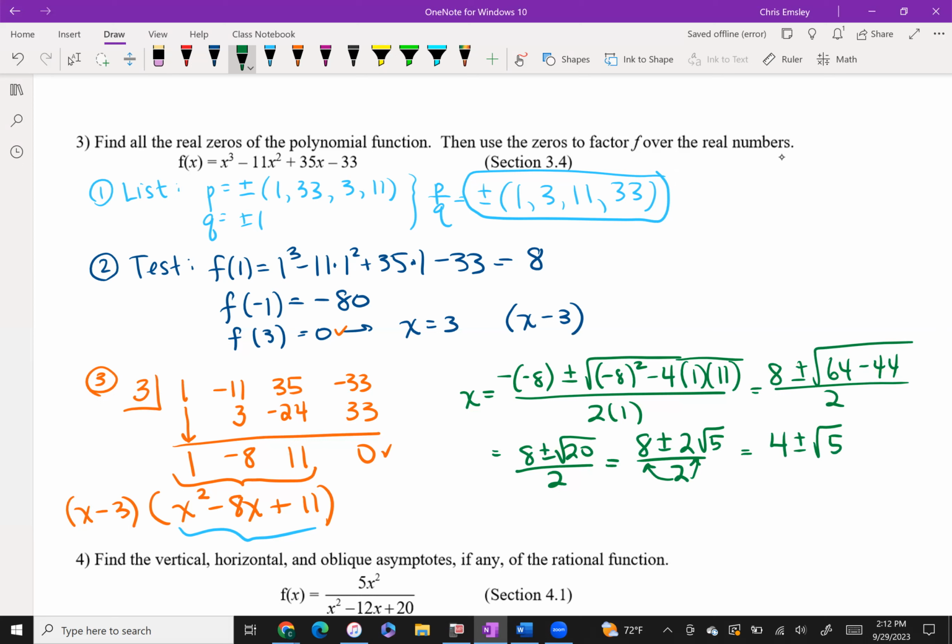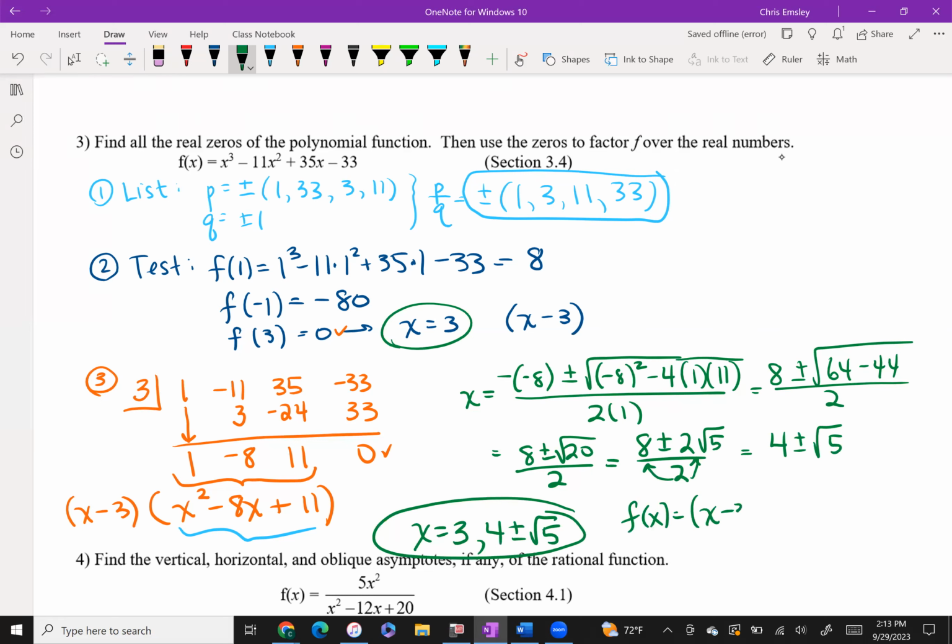So now terminology, our zeros are x equals 3, that's what we found in step 2, and x equals plus or minus the square root of 5. Those are our zeros. Our factored polynomial is x minus 3. And usually, if the factors involve a square root, we usually just leave it factored over the rational numbers. So I would write it like this.